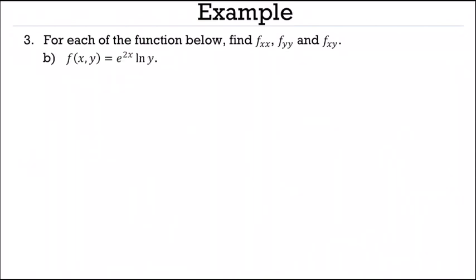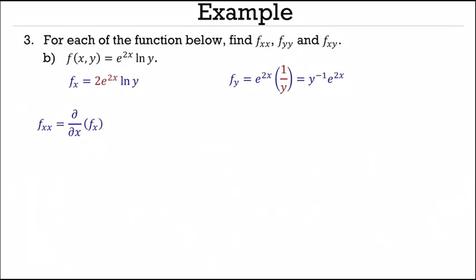As usual, we must find the first order partial derivative first. So for the first order partial derivative with respect to x, we only differentiate exponent 2x and rewrite ln y because it is a constant. For the first order partial derivative with respect to y, we differentiate ln y and rewrite exponent 2x because it is a constant. Now we can find the second order.